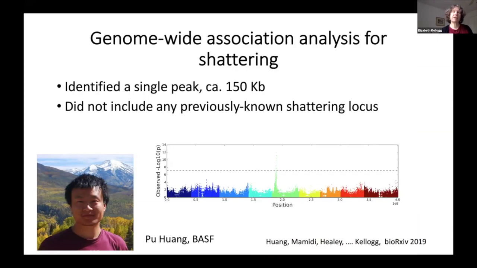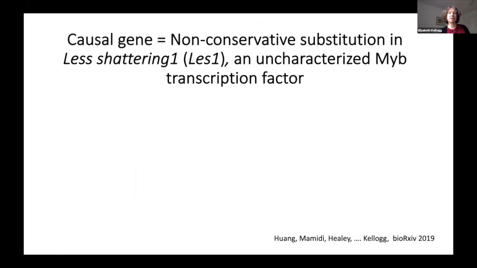And from that, he did a genome-wide association analysis, which identified a single peak right here, covering a pretty large QTL, but it didn't cover any previously known shattering locus. So none of the stuff from rice. What he did find, by various combinations of tests, was a causal gene, which we're calling less shattering 1, just because it reduces shattering. It doesn't completely abolish it.